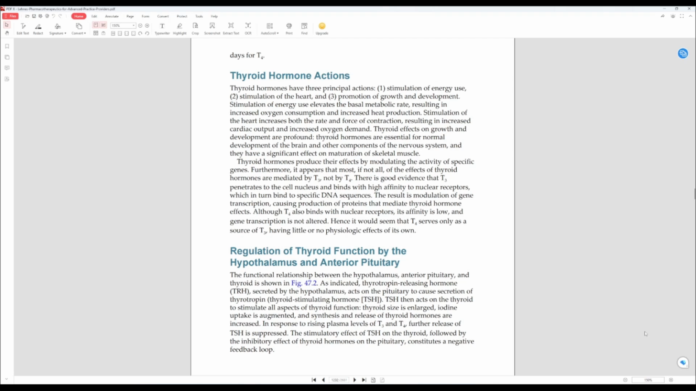There's good evidence that T3 penetrates to the cell nucleus and binds with high affinity to nuclear receptors, which in turn bind to specific DNA sequences. The result is the modulation of gene transcription, causing production of proteins that mediate thyroid hormone effects. Although T4 also binds with nuclear receptors, its affinity is low, and gene transcription is not altered. Hence, it would seem that T4 serves only as a source of T3, having little or no physiologic effect of its own.